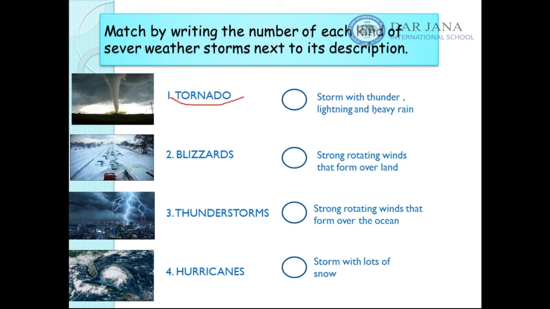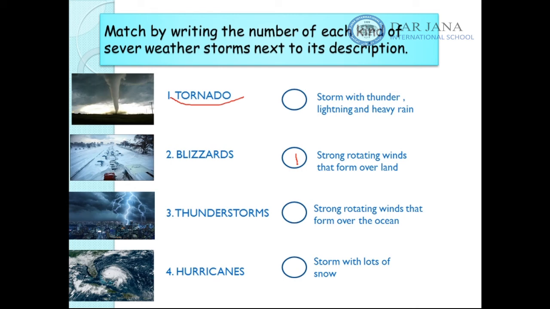So let's see which sentence describes tornado. Storm with thunder, lightning, and heavy rain. Strong rotating winds that form over land. Strong rotating winds that form over the ocean, or storm with lots of snow. Let's see. We can see that the tornado is happening on land over here. So basically they are strong rotating winds that form over the land. So I will write number 1 next to this sentence.